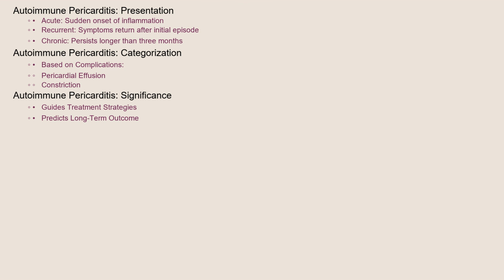While we don't typically classify autoimmune pericarditis into strict types in the same way as other diseases, it's helpful to consider its presentation in terms of acute, recurrent, and chronic forms. Acute pericarditis is a sudden onset of inflammation. Recurrent pericarditis occurs when symptoms return after an initial episode. Chronic pericarditis persists for longer than 3 months. Additionally, we can categorize it based on the presence or absence of specific complications, such as pericardial effusion or constriction. These classifications help guide treatment strategies and predict the long-term outcome.